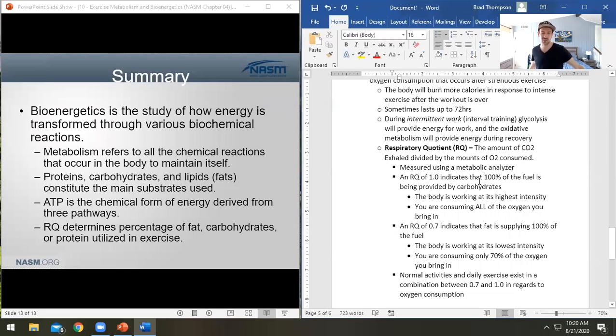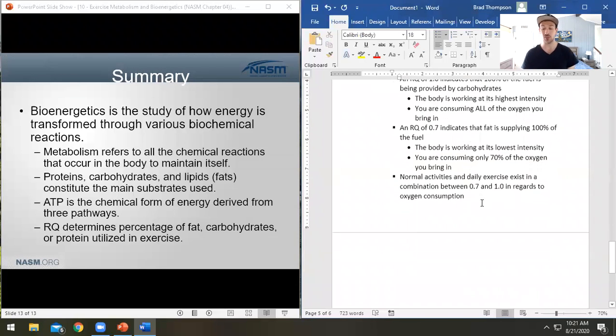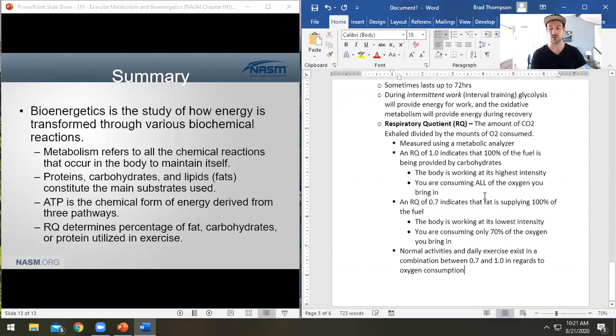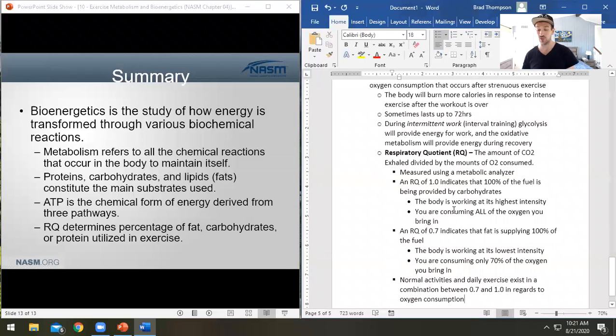So summarizing everything up, bioenergetics is how we understand how we turn all this energy stuff into other stuff, mostly squats. Metabolism is any reaction that's taking place, and it's going to use your substrates in order to do that. ATP is the chemical that allows us to break energy and use that energy to do work. And RQ is how we determine which of those substrates we are primarily using for fuel.